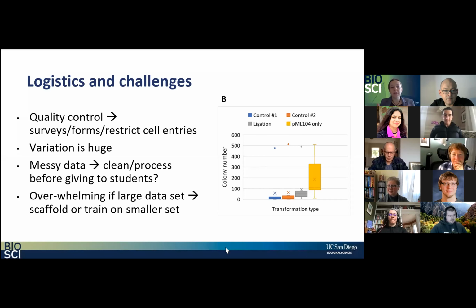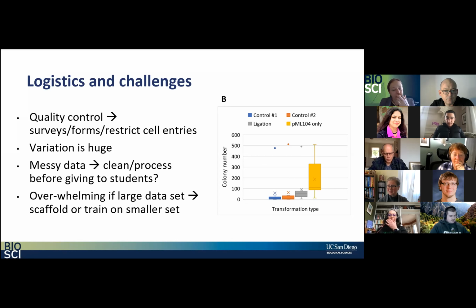And is the goal for them to spend time recognizing the importance of how you enter your data and the effort it takes to clean it? If that's a goal, then it's okay that you give them something messy to work with. But if that's not your goal, then you might want to come up with a way where it's much more streamlined, like forms or surveys, or in Google Sheets, you can restrict what type of value is entered into each cell, things like that.